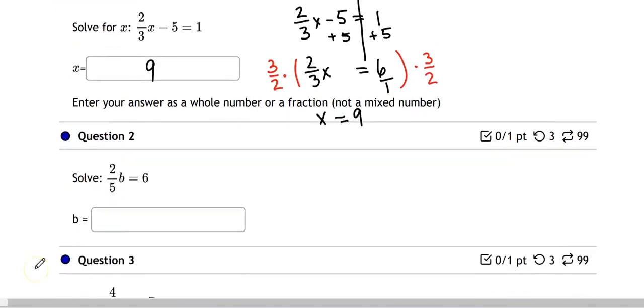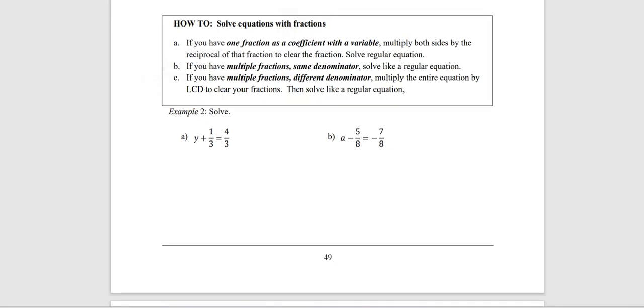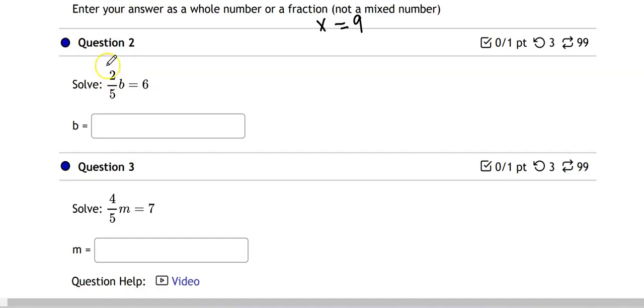All right, so looking at question number 2. Let's consult our notebook. In our notebook, we said if you have one fraction as a coefficient with a variable, you are going to multiply both sides by the reciprocal of that fraction to clear it, and then solve the regular equation. Here we do have the fraction in front of the variable, so we're going to multiply by a reciprocal.